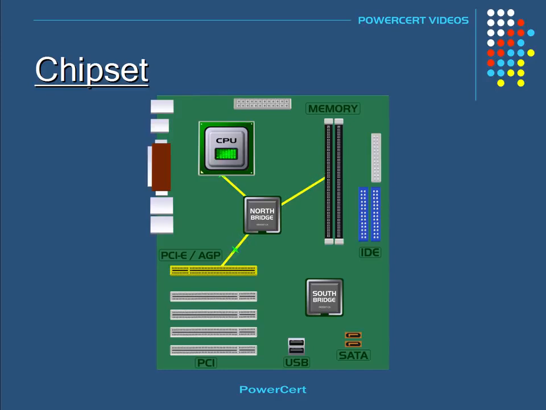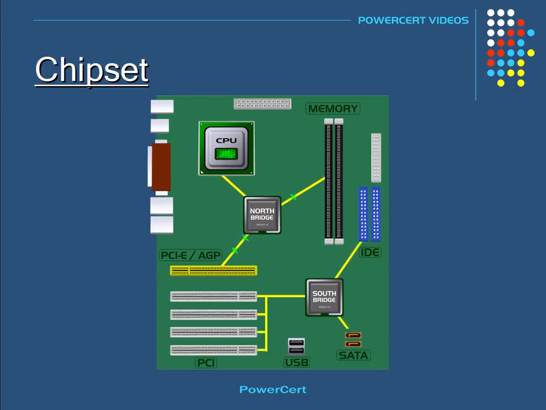The other chip is called the South Bridge. And the South Bridge is located at the bottom or southern portion of the motherboard, near the PCI bus slots. The South Bridge connects to the PCI bus slots, SATA and IDE connectors, and USB ports.